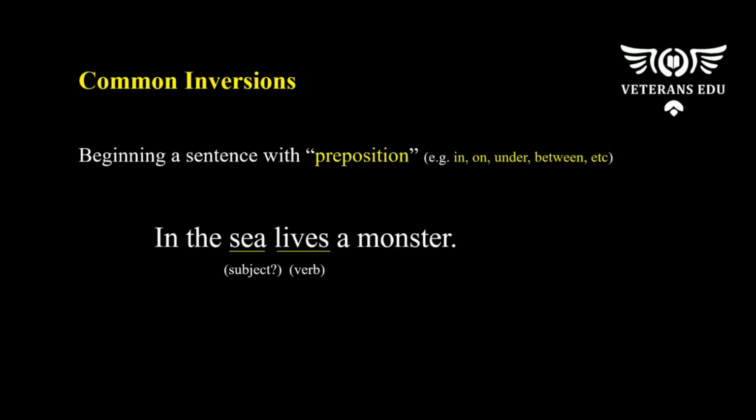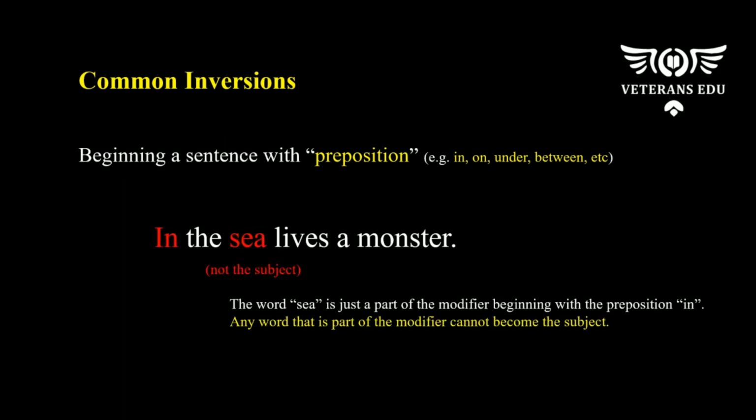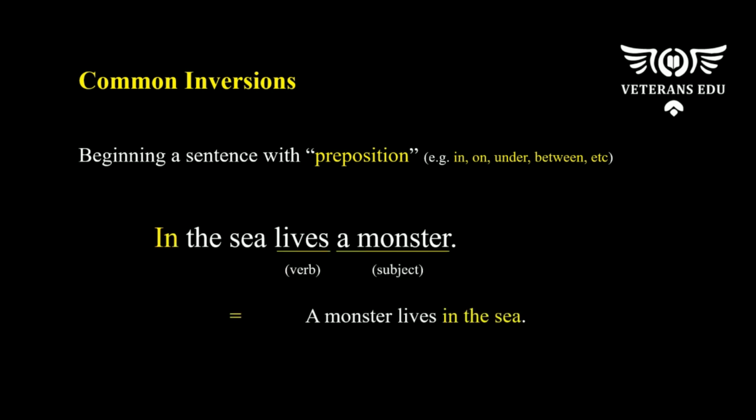Common inversion number 2, and the most important one, is beginning a sentence with a preposition. Prepositions refer to words like in, on, under, in between. For example, in the sentence, in the sea lives a monster, it's easy to assume that the word sea is the subject, but you have to understand that the word sea cannot be the subject because it's part of a modifier beginning with the preposition in. In other words, any word or noun that is part of a modifier cannot become the subject. In this sentence, the subject is the word monster. And this is just another way of writing a monster lived in the sea, with emphasis on the word sea.